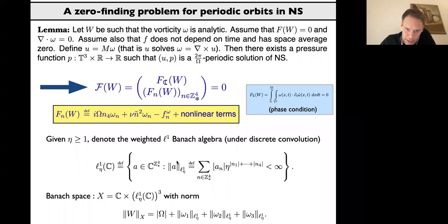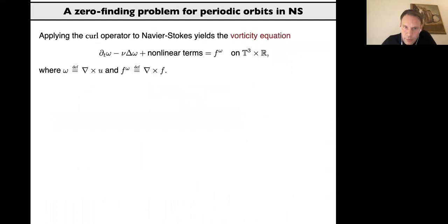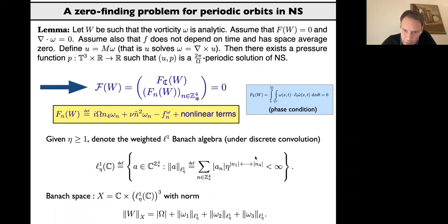And basically that's it. The weighted L1 norm is the following. You take the sum over all n in Z^4, minus the zero element, of the absolute value of a_n times eta, which is a number greater than or equal to 1, to the power of the absolute value of n1 plus n2 plus n3 plus n4. So if eta was equal to 1, then that would just be L1.